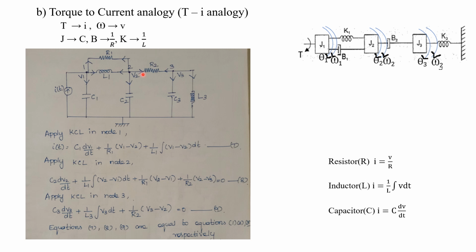In this way we can write all the 4 currents. Here there is no incoming current, so one side of the equation will be 0. This is equation number 8.